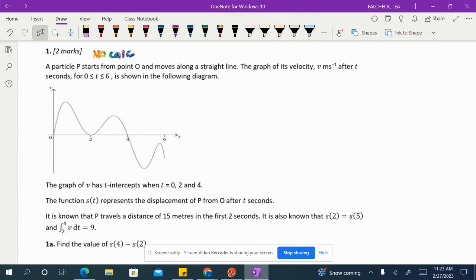Guys, let's do number 1. A particle P starts from point O, that's the origin, and moves along a straight line. The graph of its velocity after t seconds between 0 and 6 is shown in the following diagram. All right, so this is v of t.